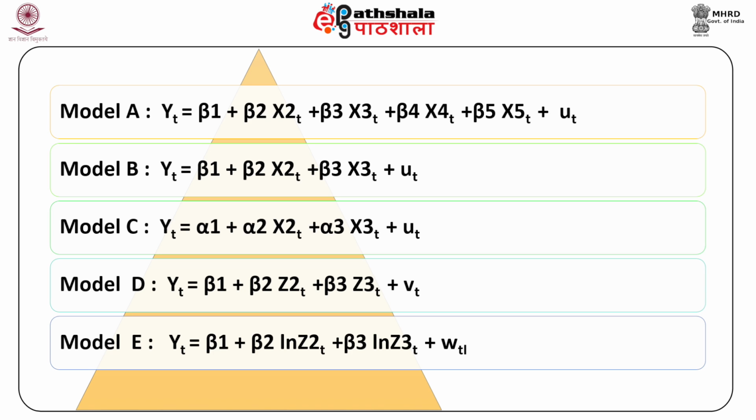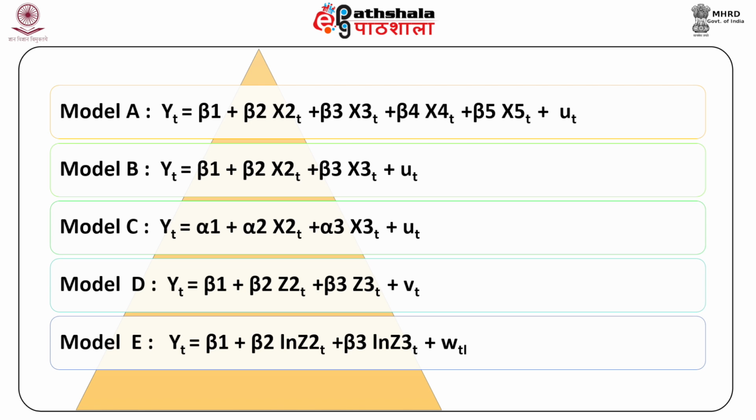Also, Model C and Model D are non-nested because one cannot be derived as a special case of the other, as x and z are different variables. Even if variable x3 is added to Model D and z3 is included in Model C, still these will be non-nested models because Model C does not contain z2 and Model D does not contain x2.